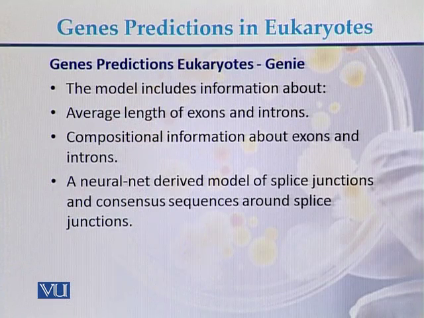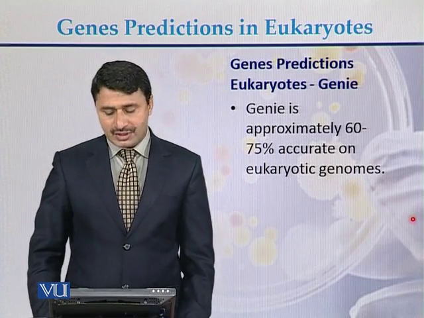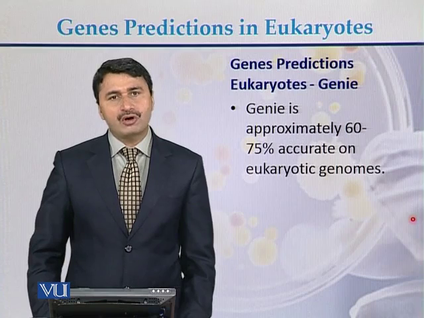For the gene prediction tool GENIE, the model includes information about the average length of exon and intron and compositional information about exon and intron. In addition to these two, the length and the composition of exon and intron, a neural net derived model of splice junctions and the consensus sequence around splice junctions are used by this tool. GENIE is approximately 60 to 75% accurate on eukaryotic genomes for the prediction of genes.